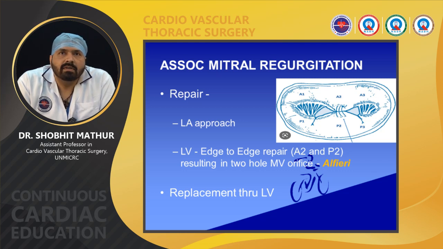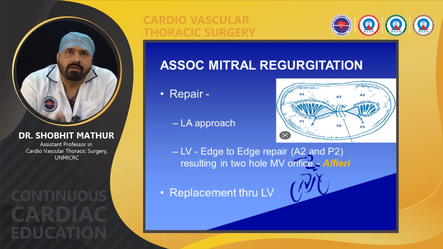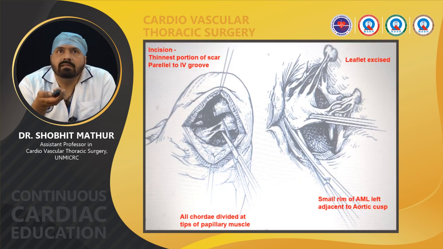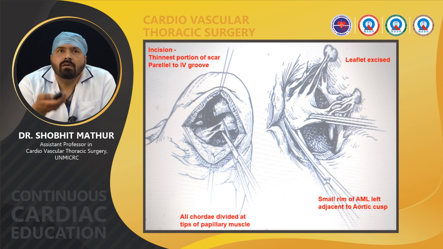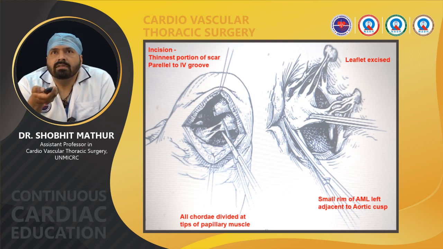Or if a replacement has to be done, then the replacement has to be done through the LV. How is it done through the LV? We can see that from the same incision in the LV, the thinnest portion of scar parallel to the IV groove, the incision that we took for the aneurysm repair, all chordae are divided at the tips of the papillary muscles. So after division of the chordae, the leaflets are excised, and a small rim of AML tissue is left adjacent to the aortic cusp to avoid damage to the aortic cusp.